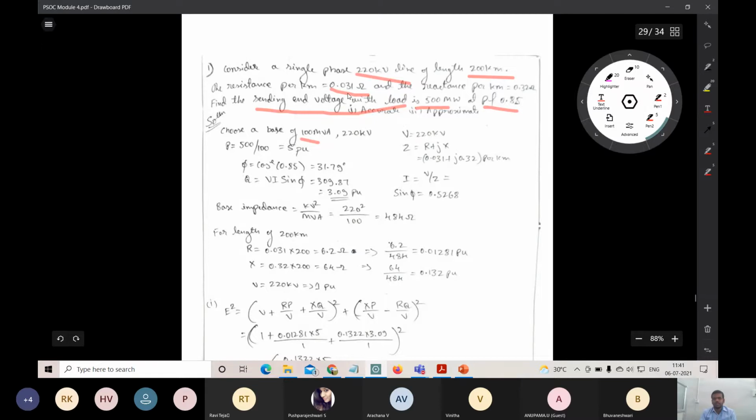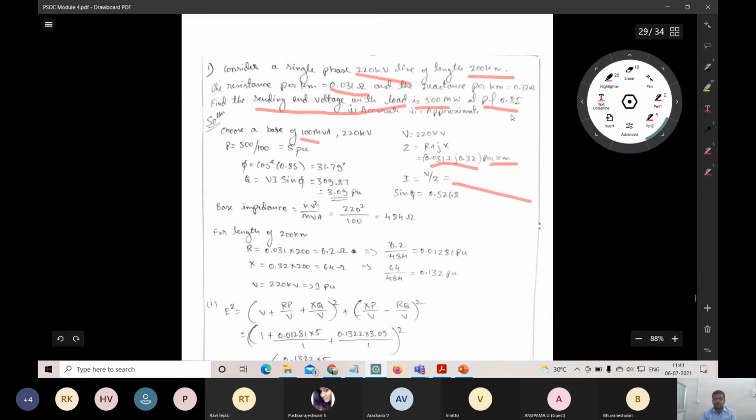Z, as I told, Z is equal to R plus jX. R is 0.031, X is 0.32. So just add these two things. That is for per kilometer. If you want to calculate I, use V by Z, not V by R. And he has given PF, that is cos phi.